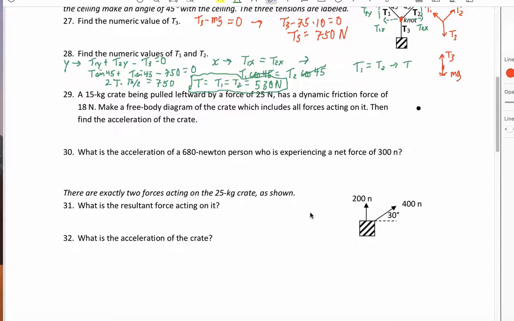A 15 kilogram crate is being pulled leftward by a force of 25 newtons and has a dynamic friction force of 18 newtons. We're going to make a free body diagram of the crate and find the acceleration of the crate. So here we go.